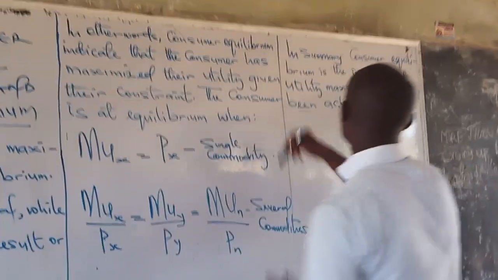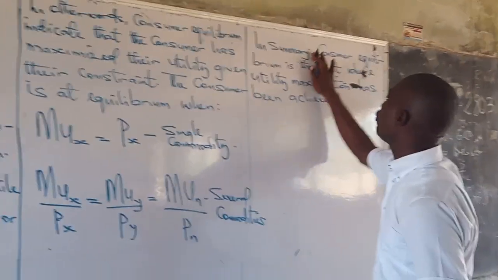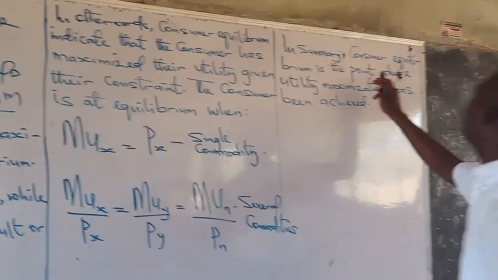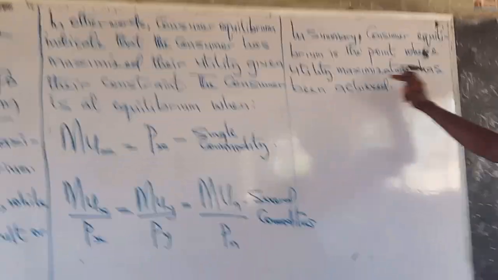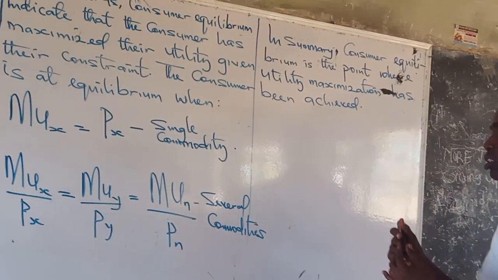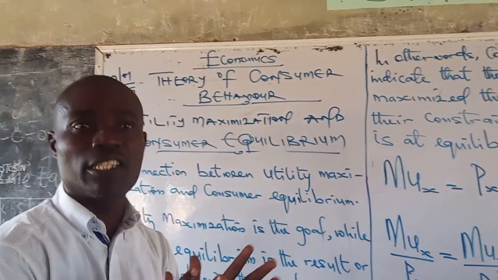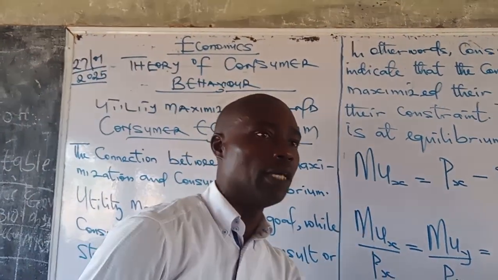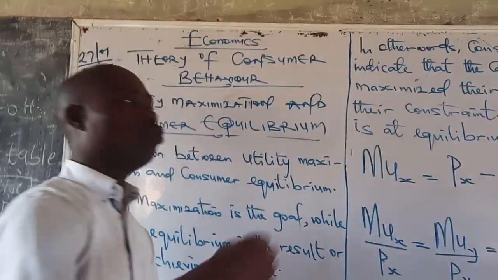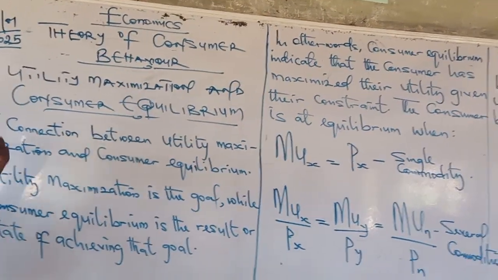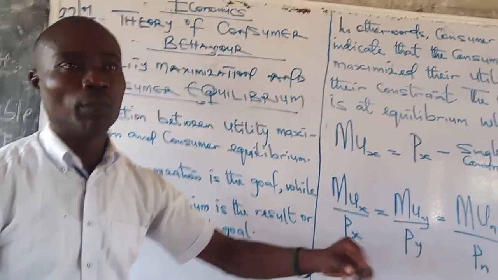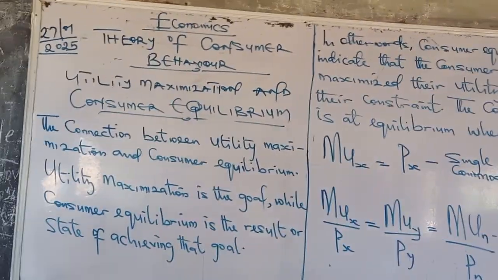Finally, or in summary, consumer equilibrium is the point where utility maximization has been achieved. To put it together, utility maximization and consumer equilibrium are like Siamese twins. You cannot really separate them. They have a bond. For you to maximize utility, you must be able to attain equilibrium in the consumption of any commodity. Thank you.